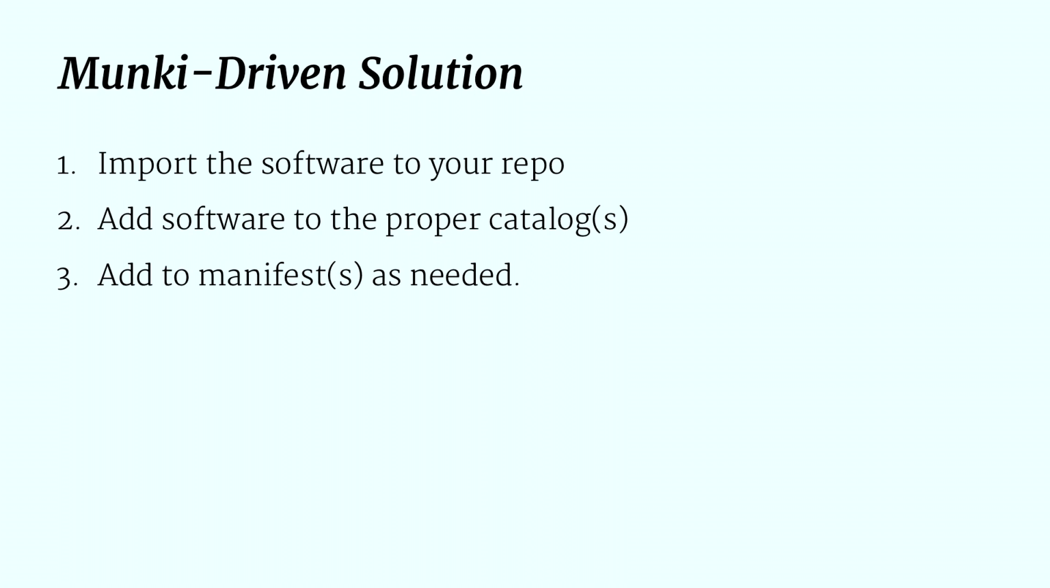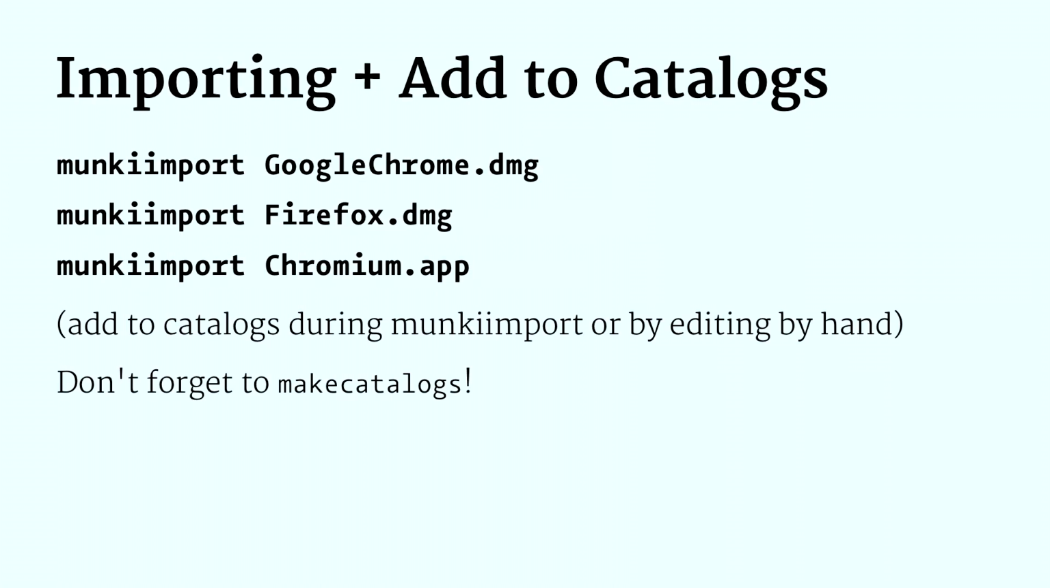Well, so how about with Munki? So import the software, add it all to the production catalog, make a manifest for your developers, make a manifest for everyone else, add the software. That's it. You're done. So importing, we're going to import Google Chrome.dmg and Firefox.dmg and Chromium.app because they distribute it. It's just an app file. It's not wrapped in anything.